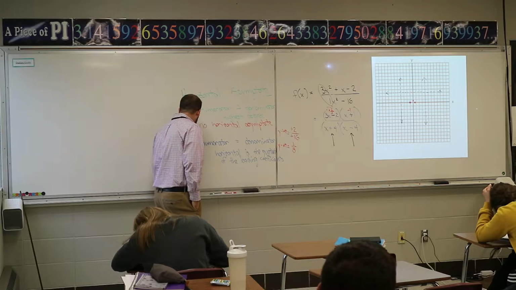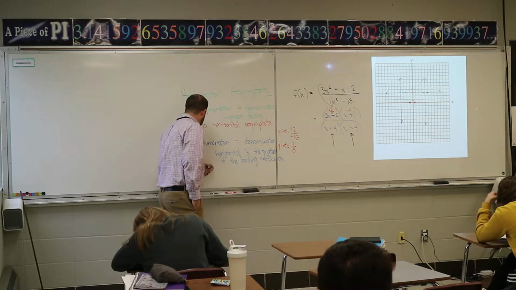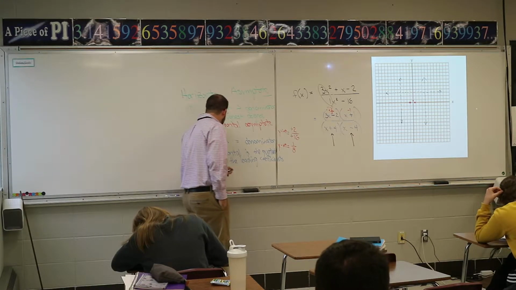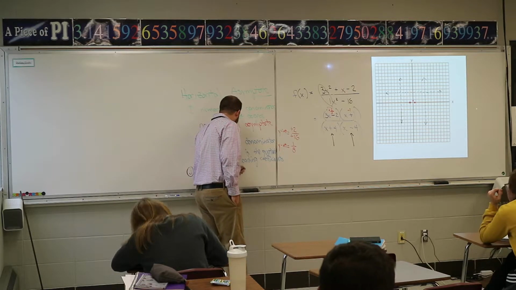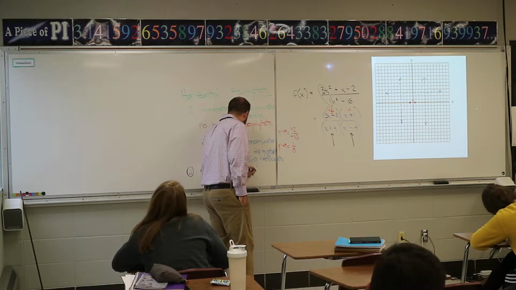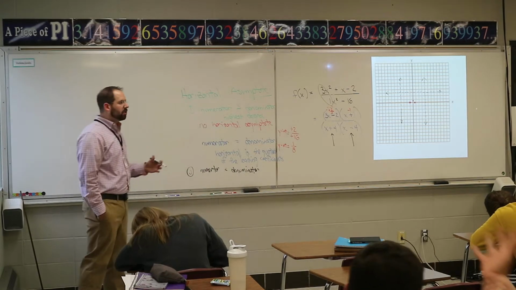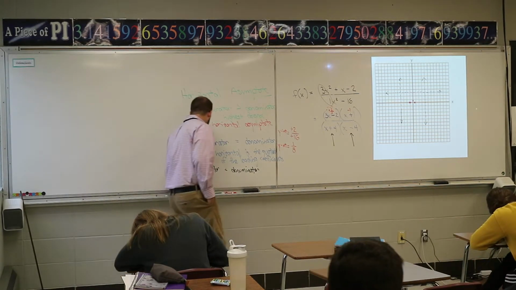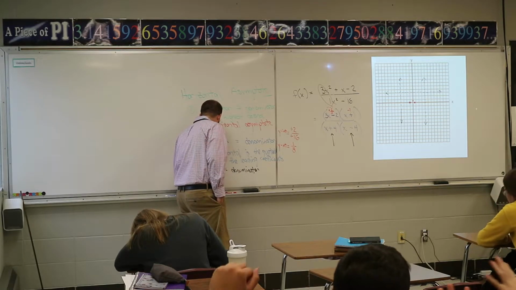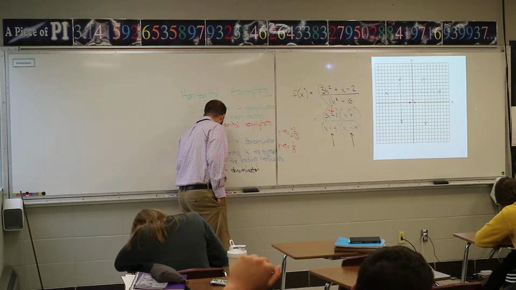When the numerator is less than the denominator, and it doesn't matter by how much, if the numerator is automatically smaller in degree than the denominator, the horizontal is at 0.